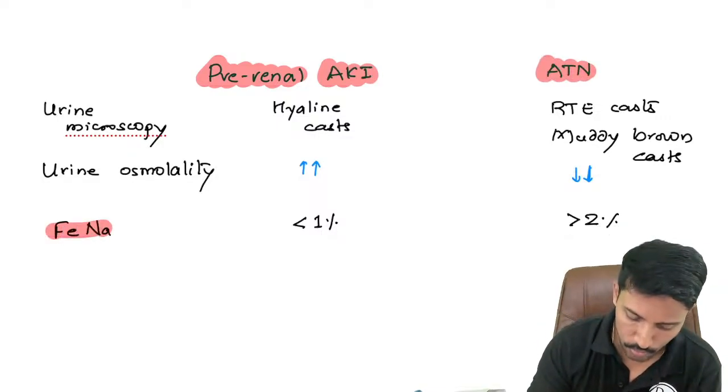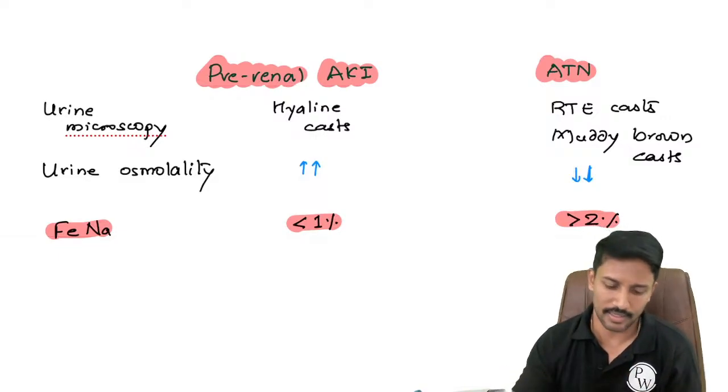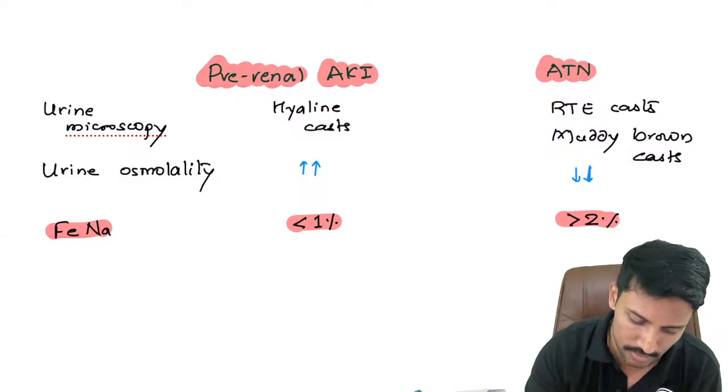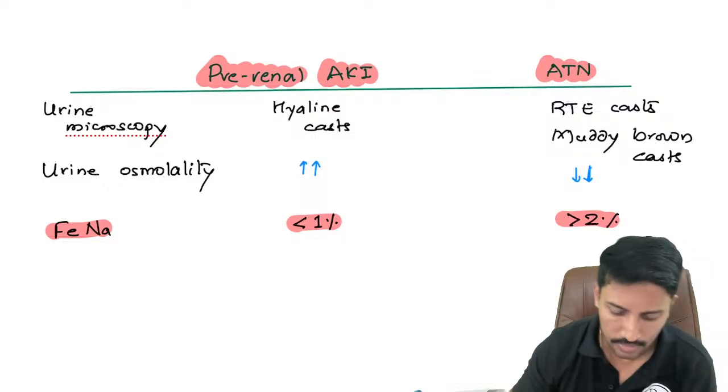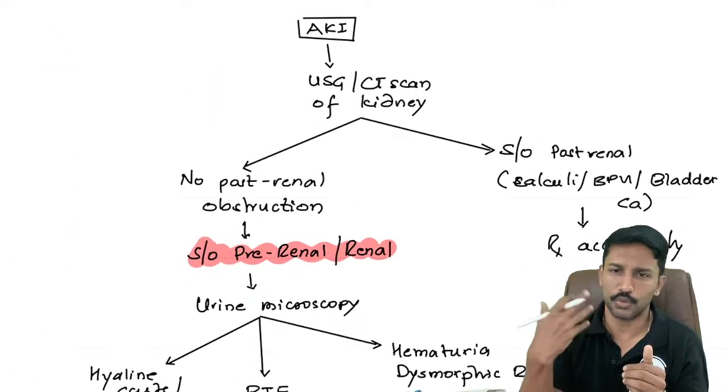This is something that I want you to write specifically as an important NEET PG MCQ point, as well as something that the examiner is keenly observing in your answer sheets. So that completes our approach to acute kidney injury. A very simple algorithm which you can comfortably write.